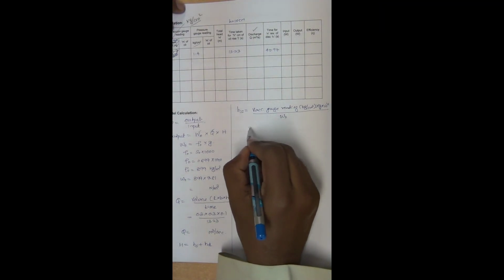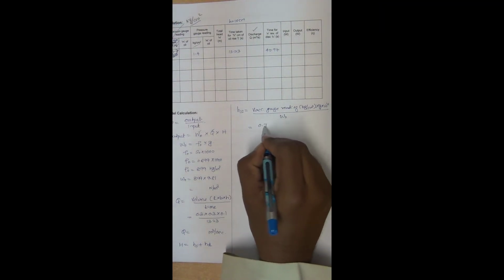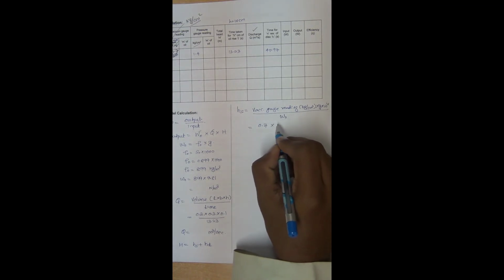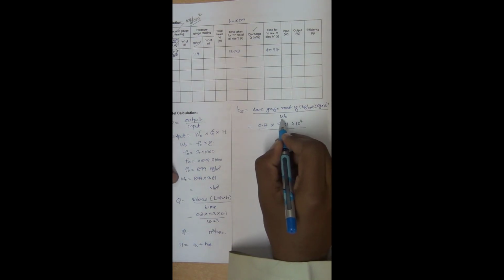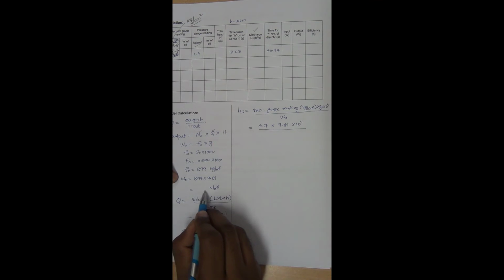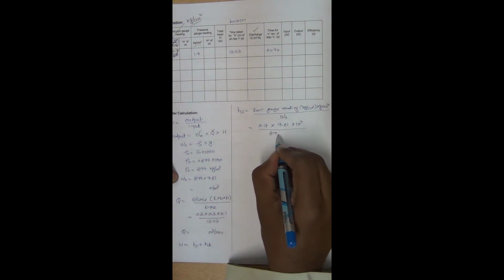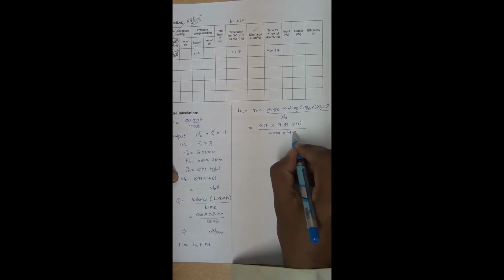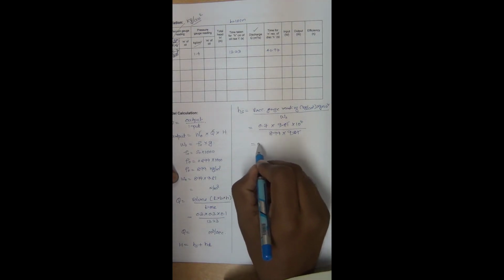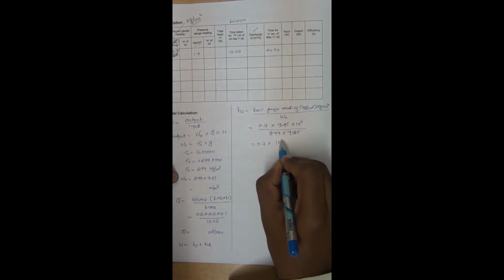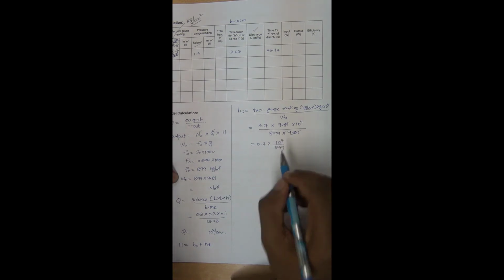So vacuum gauge reading is, now here it is 0.7 into g, 9.81 into 10 power 4 divided by specific weight of oil. Specific weight of oil is what we have calculated here. So 899 into 9.81. So this will get cancelled. What we can do is calculate 10 power 4 by 899. We will be getting some value.